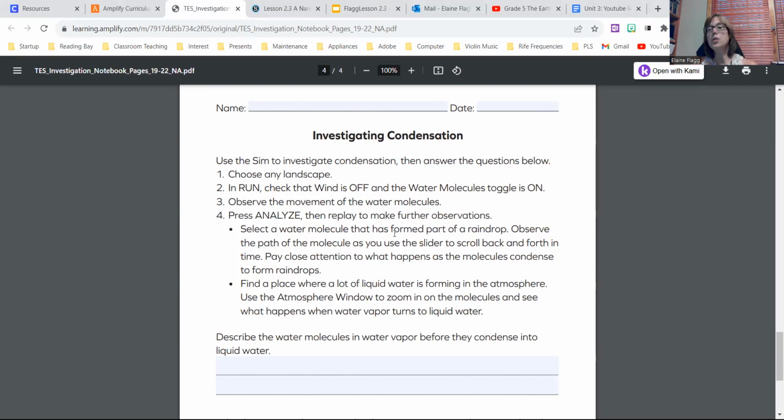Select a water molecule that has formed part of a raindrop. Observe the path of the molecule as you use the slider to scroll back and forth in time. Pay close attention to what happens as the molecules condense to form raindrops. Find a place where a lot of liquid is forming in the atmosphere. Use the atmosphere window to zoom in on the molecules and see what happens with the water vapor.